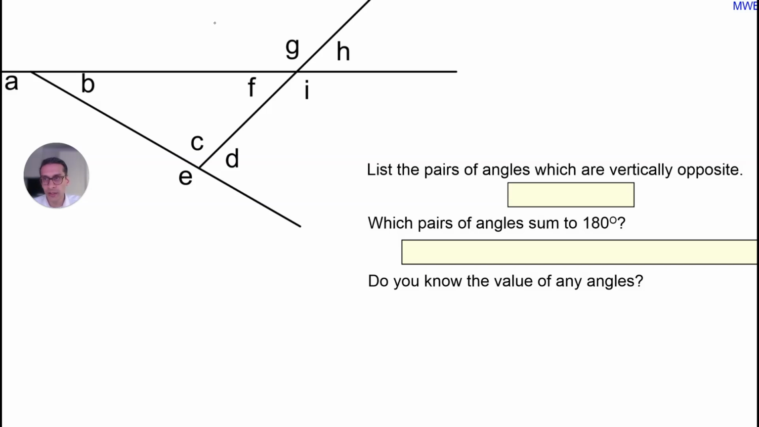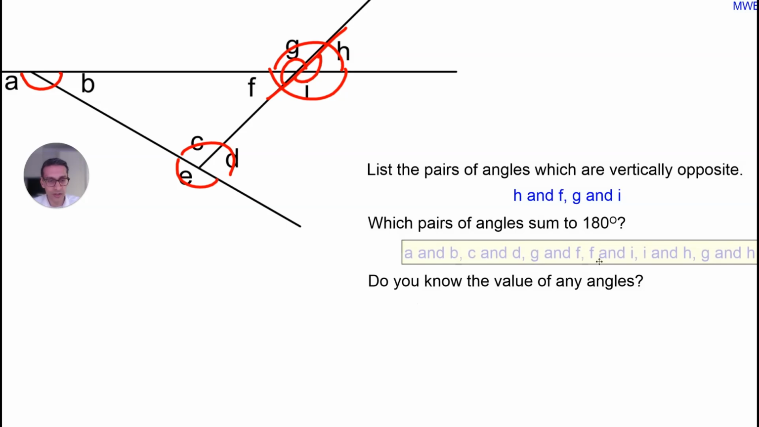Okay, so for vertically opposite angles, I can see that F and H are vertically opposite, G and I are vertically opposite, and I think that is it. So F and H, and G and I. Which pairs sum to 180? Now there are going to be lots of answers to this: anything on a straight line. So F and G, G and H, H and I, but also F and I, C and D, E will be 180 by itself, although that wouldn't count as a pair perhaps, and A and B.